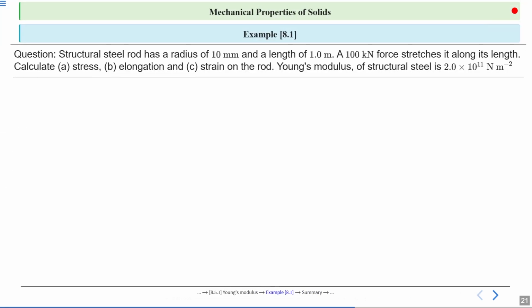Example 8.1. A structural steel rod has a radius of 10 mm and a length of 1.0 m. A 100 kilonewton force stretches it along its length. Calculate A. Stress, B. Elongation, and C. Strain on the rod. Young's modulus of structural steel is 2.0 into 10 raised to the power 11 Newton per meter square.